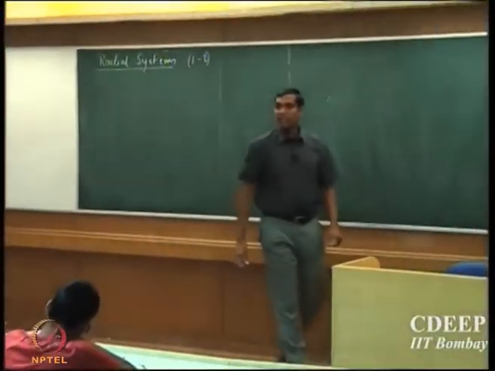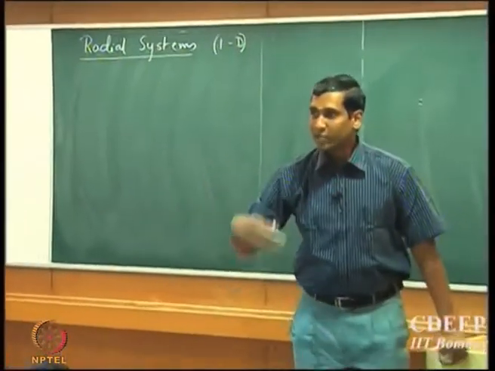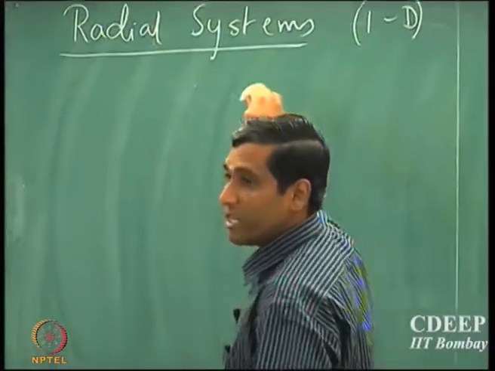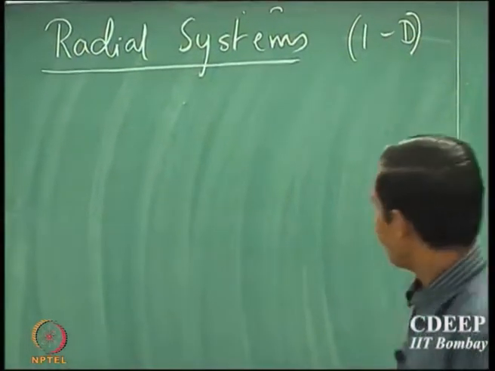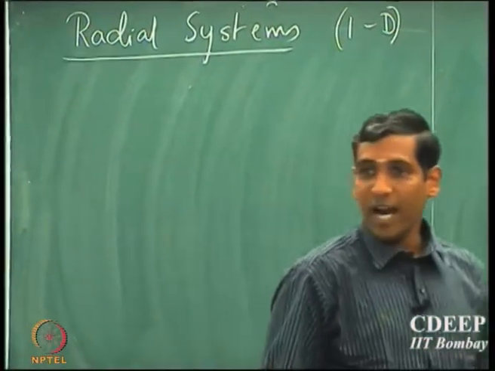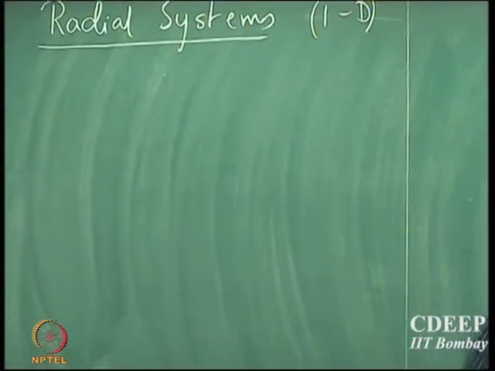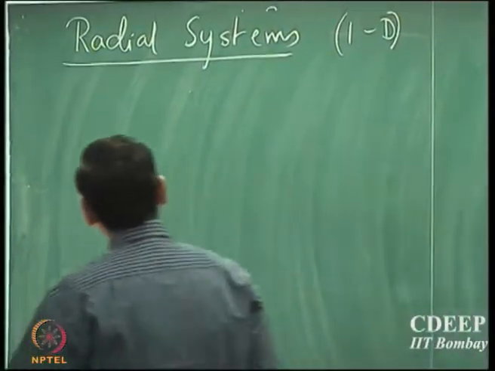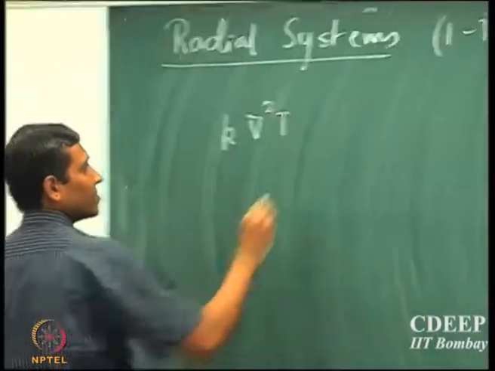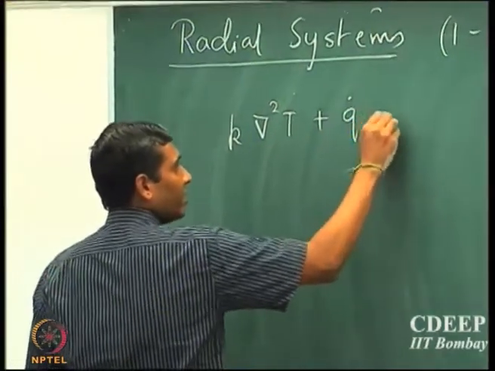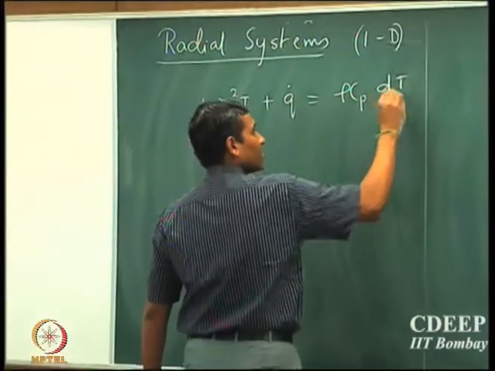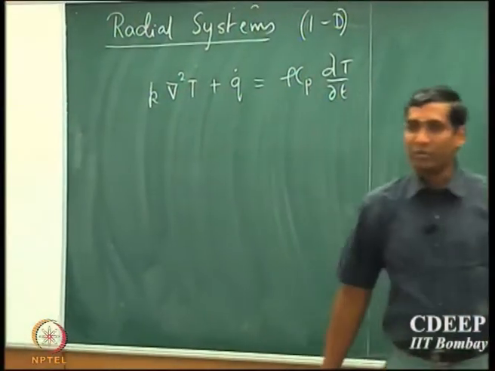So I would still look at the 1D system. We will look at 2D systems later, but let us look at the 1D system in the radial coordinates. So the general equation, as we derived in the second lecture, is k into del square T plus q dot equal to rho Cp into the partial derivative ∂T/∂t, right.